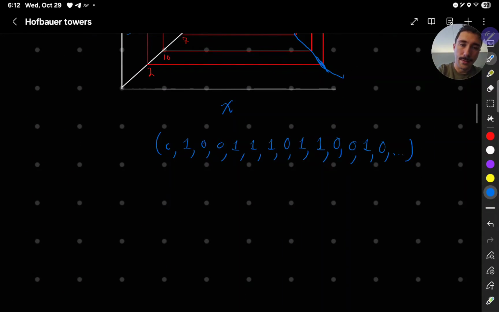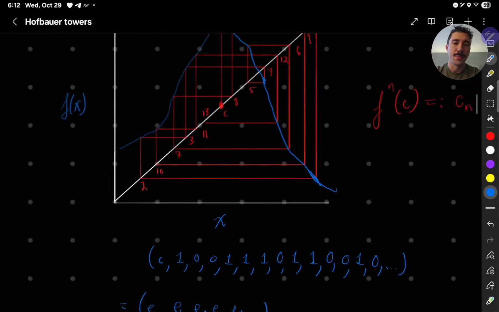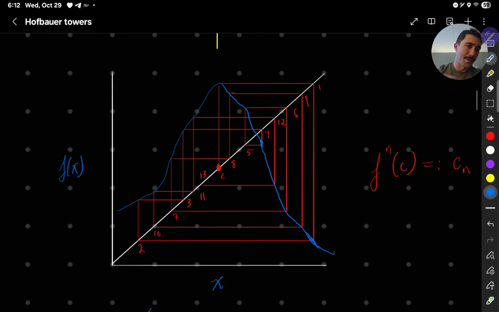And I'm going to add a little notation here. I'm going to say that this sequence, this is E0, E1, E2, E3, E4, and so on. So the symbol 0 or 1 associated to each Cn, I'm writing as En. So E0 is the symbol associated to C itself, so it should be C, because that point C doesn't actually live in one or the other lap.